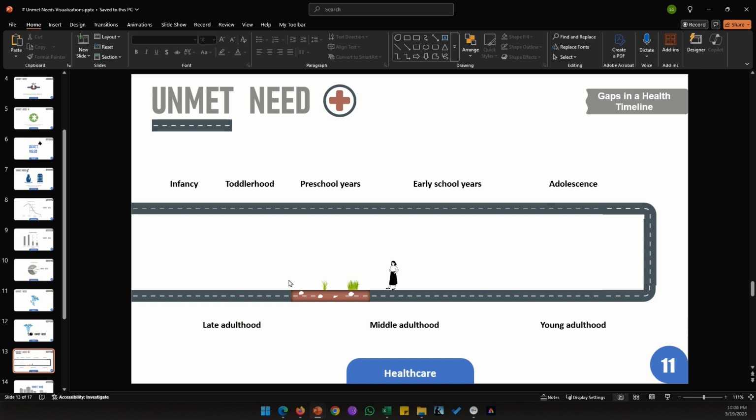The 11th one I have for you is a road journey kind of a format to visualize a gap in a person's lifetime. So here we have 8 stages of a person's life, starting from infancy all the way to late adulthood. And we can show across any part of the road where that gap lies depending on your requirements. So here I have created a road with potholes, which symbolizes the gaps or unmet need for this specific demographic.